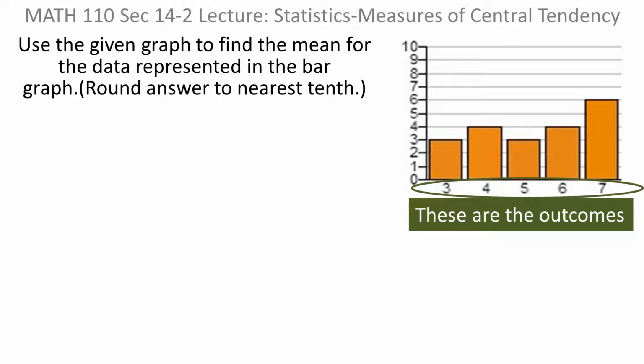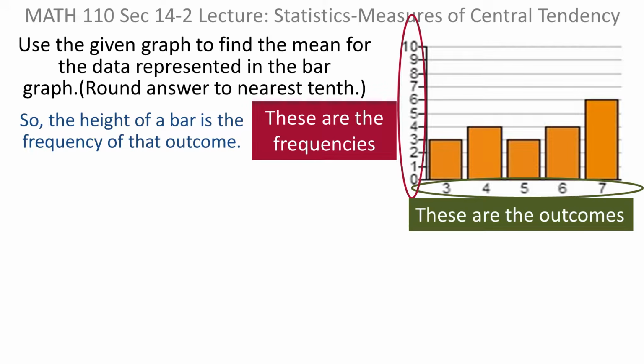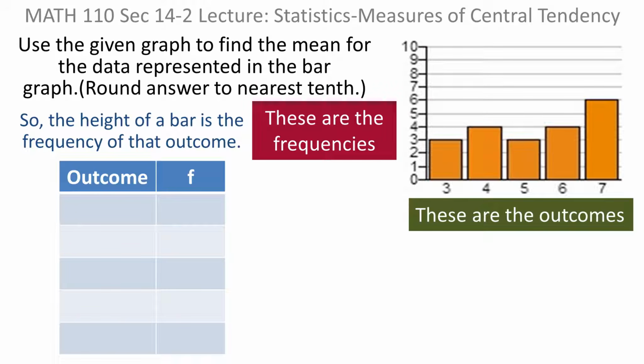The outcomes are on the horizontal axis, so you can get a 3, you can get a 4, you can get a 5, you can get a 6, you can get a 7. The height of the bar represents the frequency. So if you're going to turn this back into a frequency table, you simply take the outcomes and make a column, and then leave a column for the frequencies. So the first outcome is 3, and the frequency is the height of the bar, which is 3.